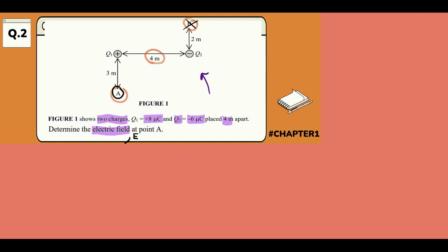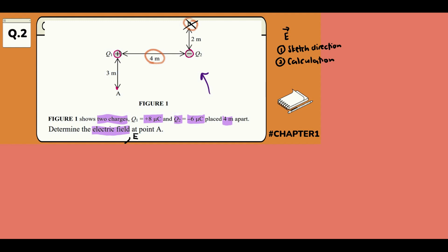And let me remind you one more time. If we solve a question related to electric field, it's a vector. So first, what we need to do is to sketch the direction, and only after that we can do the calculation. So in our case, we are going to sketch the electric field at point A with respect to charge number 1 and also charge number 2.